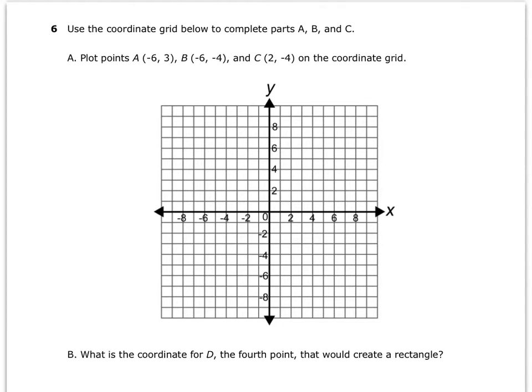Alright. Number 6, one of our longer questions. First thing it wants us to do is plot these points. We got -6 and 3, which means we go left 6 and up 3. That would put us right here. On B, we go -6, -4. So left 6, down 4. And then C is 2, -4. So right 2, down 4.